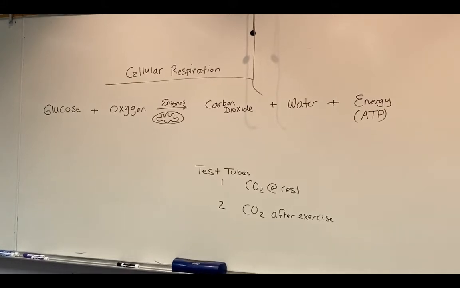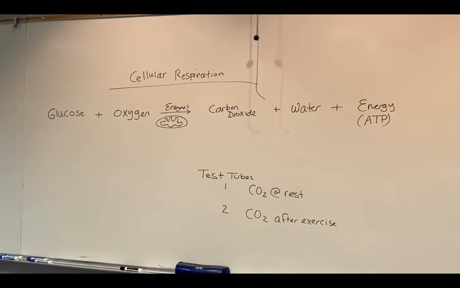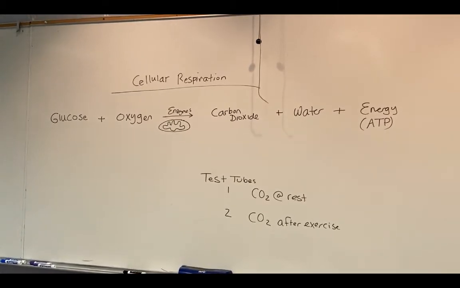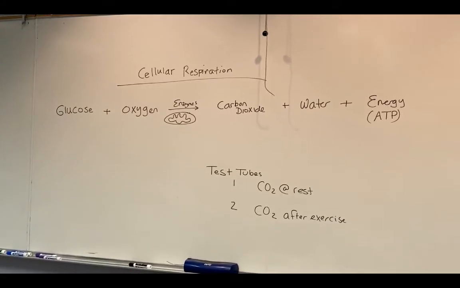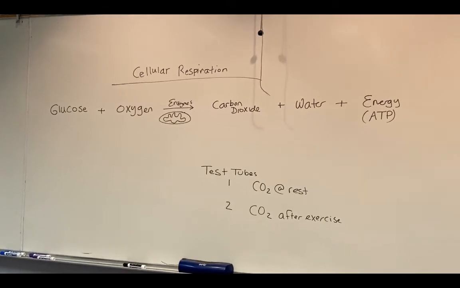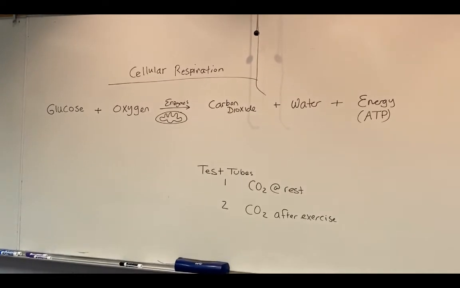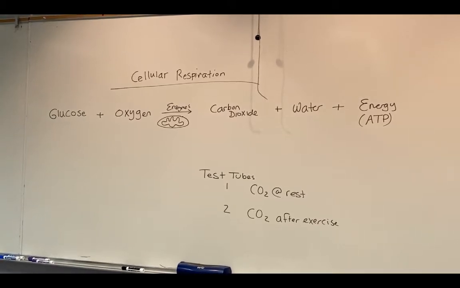We do know that in this case we are going to break down glucose in the presence of oxygen and a mitochondrion. And as a result of that, we're going to produce carbon dioxide and water, as well as those approximately 32 ATP that we expect to get out of this process. Now, in order to investigate this today, we have an experiment set up. We're going to measure CO2 production at rest and then remeasure CO2 production after exercise.